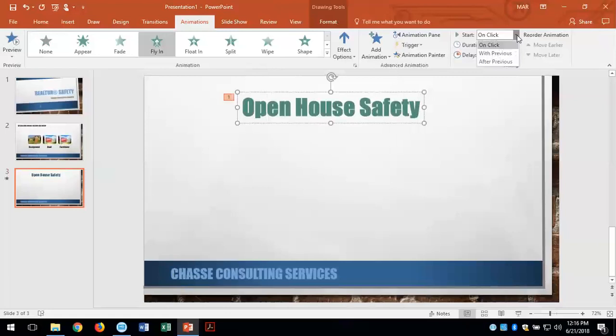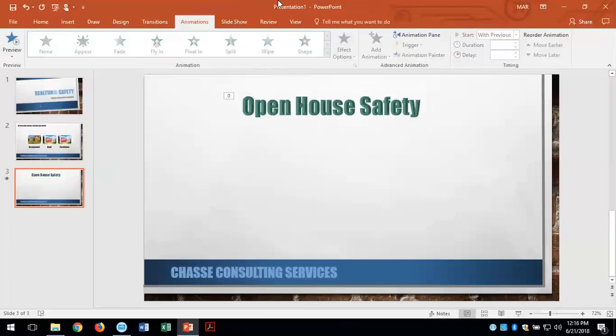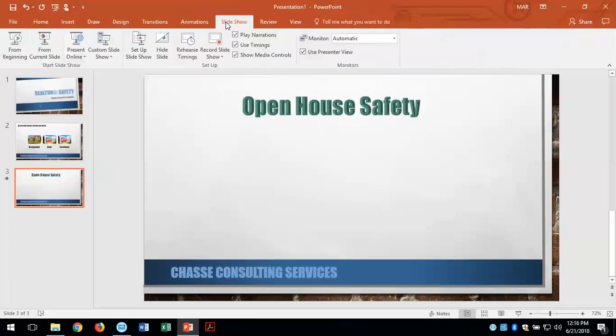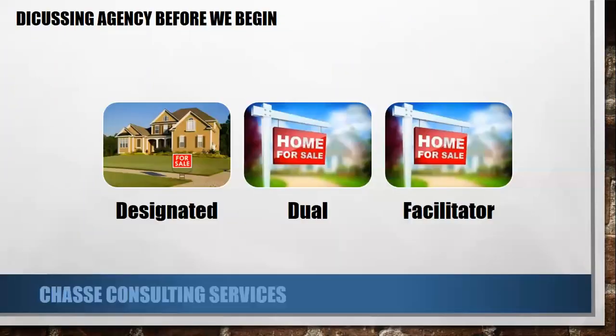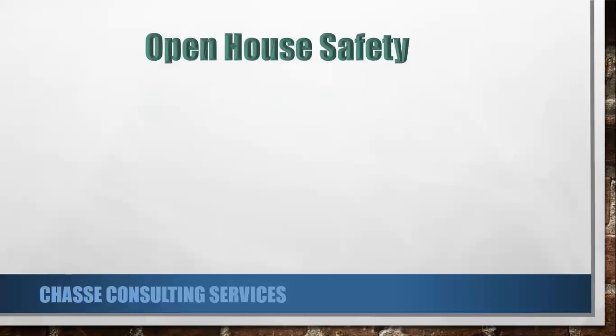If you choose the down arrow and you go with previous, that should allow it, when the slide comes up, to come up automatically. Now let's just see if this is exactly how it works. We're going to test it again. We're going to go to slideshow, and let's start from the beginning again. So I'm advancing. I'm on slide number 2. Now I'm going to slide number 3. See how it automatically came up?